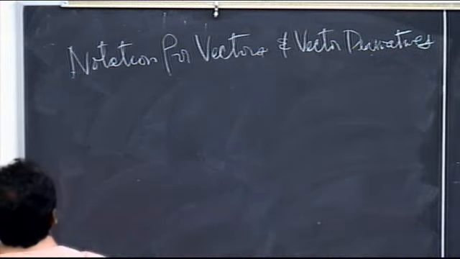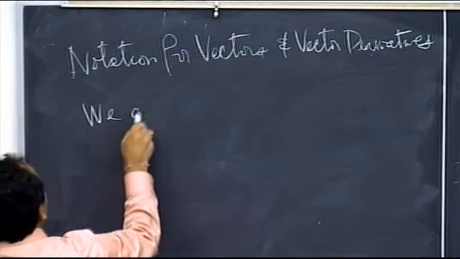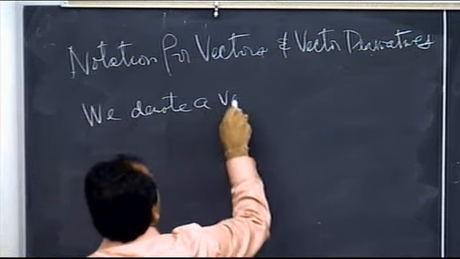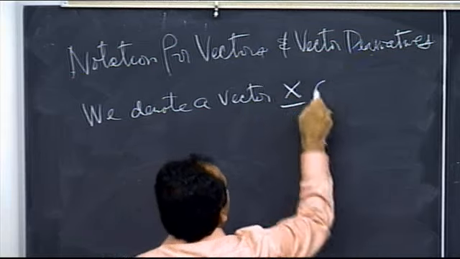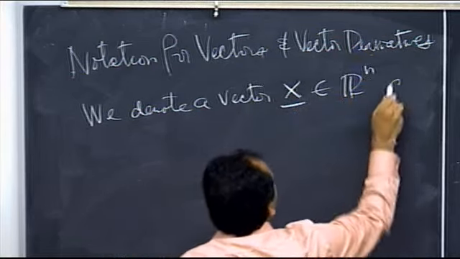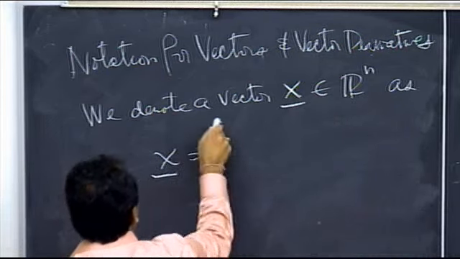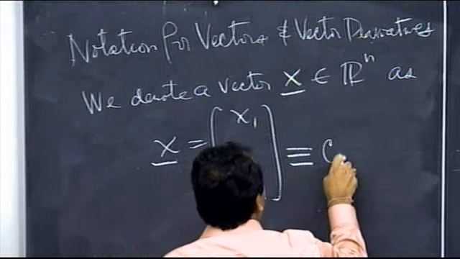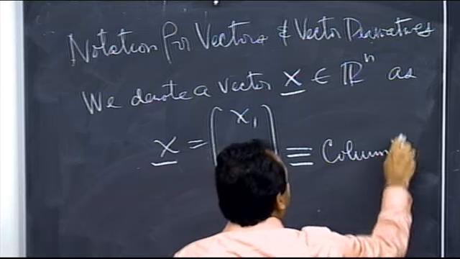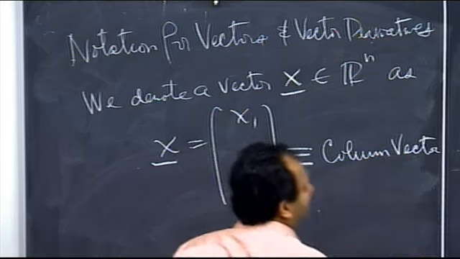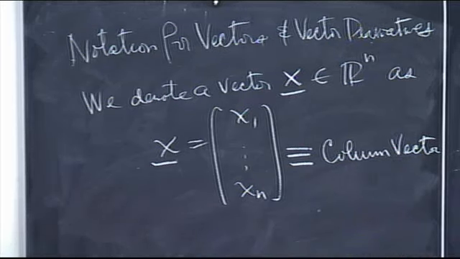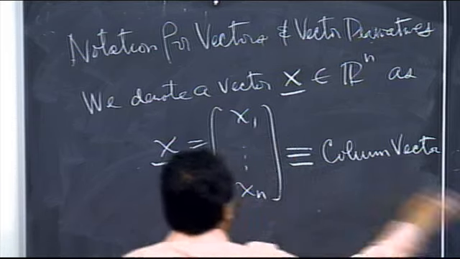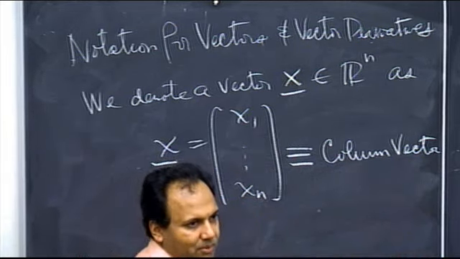So the first thing is this: we denote a vector x, which is an element of Rn, as x is x1 through xn, and this is the same thing as saying a column vector. So for the purposes of handwritten notation, we always take vectors to be column vectors. They don't have to be column vectors, right? But we're going to do this. We could use row vectors as the convention if we wanted to. We're not going to use row vectors as the convention.